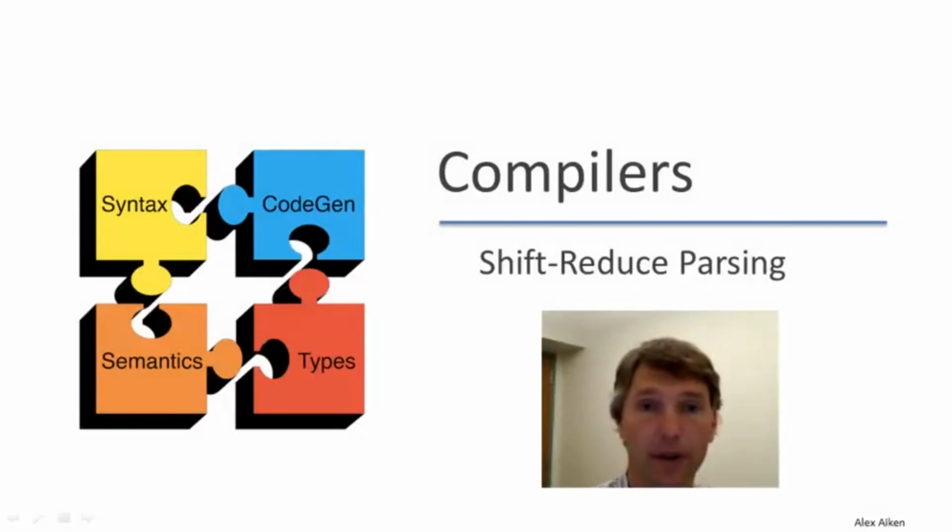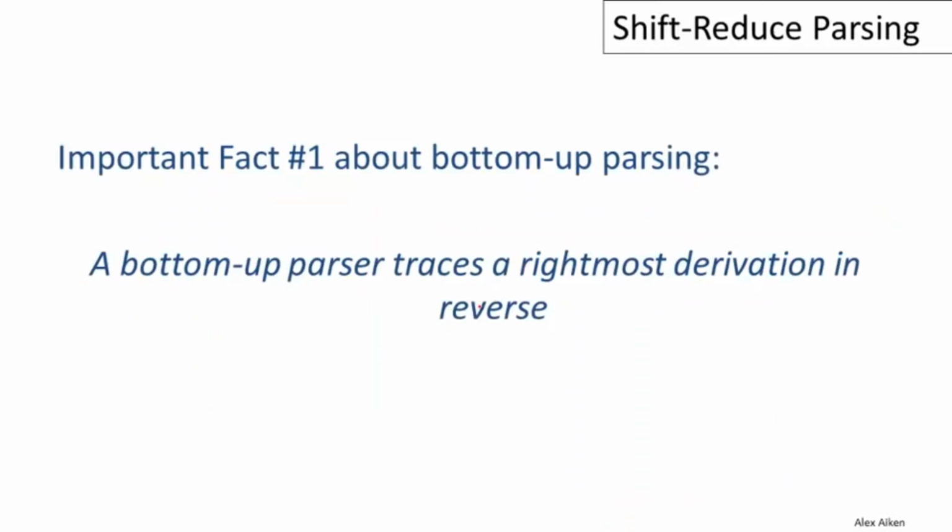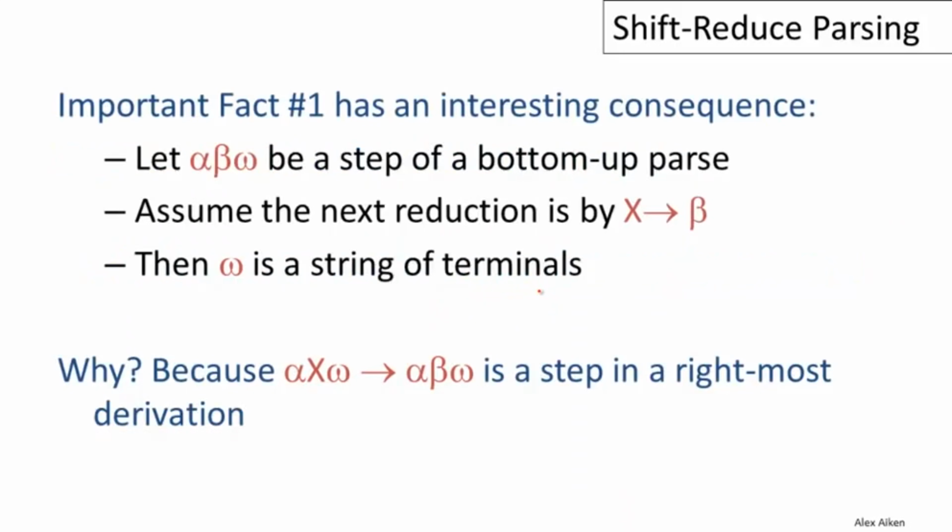In this video, we're going to continue our discussion of bottom-up parsing with the main strategy used by all bottom-up parsers, so-called shift-reduce parsing. Here's a quick review of the most important thing that we learned last time, that a bottom-up parser traces a rightmost derivation in reverse. Now, this particular fact has an important consequence.